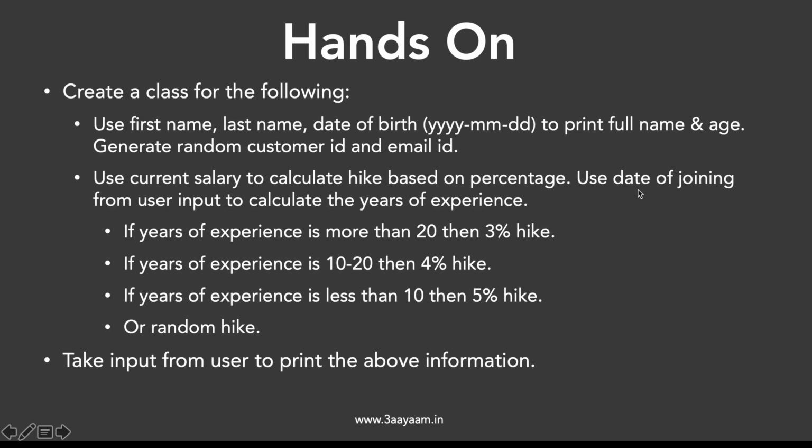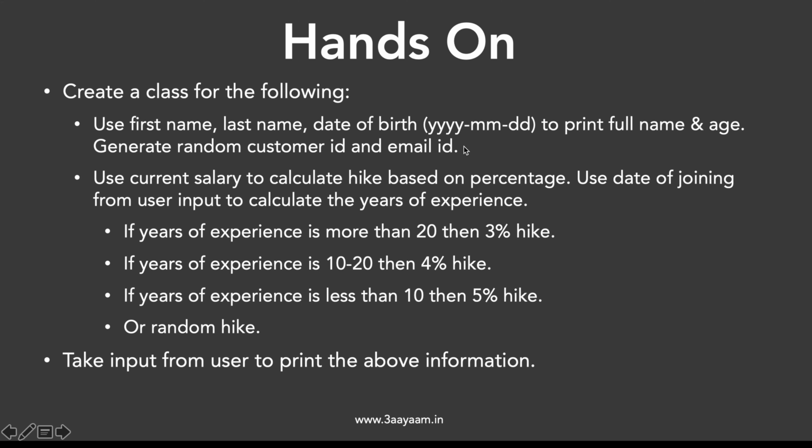Let's do some hands-on, and it would be a full-fledged hands-on wherein I'm giving you some problem statement and you'll try to solve it. So this is the first hands-on, and what it says is: create a class for the following. Use first name, last name and date of birth to print full name and age. Generate a random customer ID and email ID.